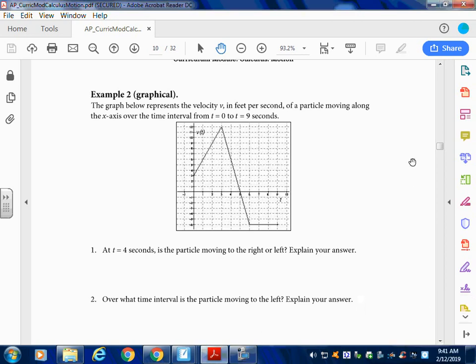All right, so with our worksheet packet, yesterday we looked at a numerical way of calculating information from a table. Now we're going to look at a graphical method. So this graph represents the velocity in feet per second of a particle that moves over the x-axis in the time interval from 0 to 9 seconds.